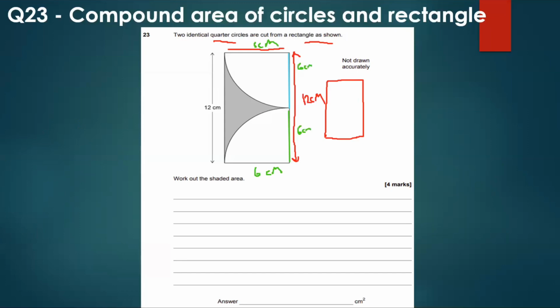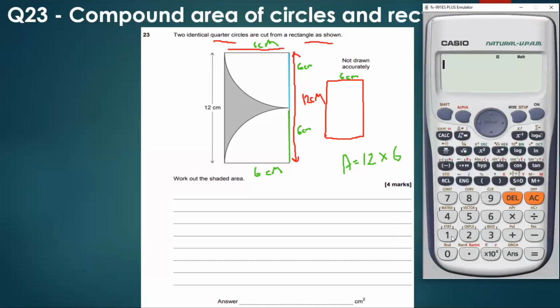So the area of my rectangle, well, the formula is length times width. So the area of the rectangle is going to be 12 times 6, which is 72, guys. Checking that on our calculator, 2 times 6 is 12, and then 10 times 6 is 60. 60 add 12 is 72. So 72 centimeters squared. That's the area of the rectangle.